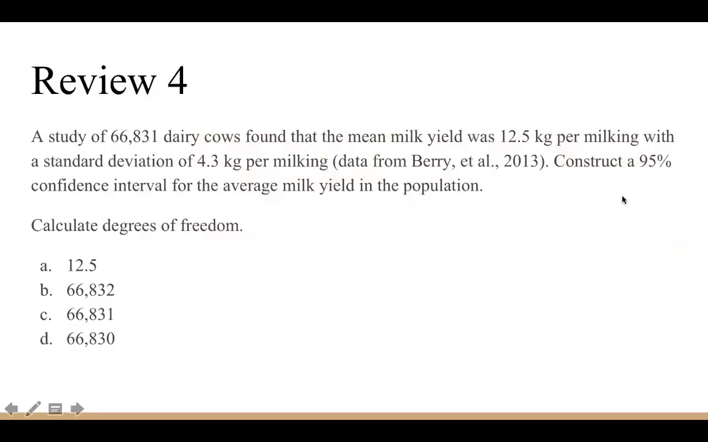Okay, so this is the first review for this round. So this question, I'll give you about 30 seconds to answer, and then we're going to go over it. So you can type your answer in the chat box once you get it.